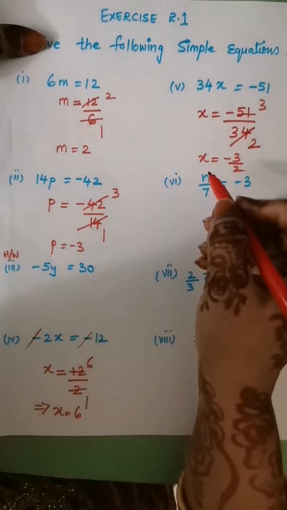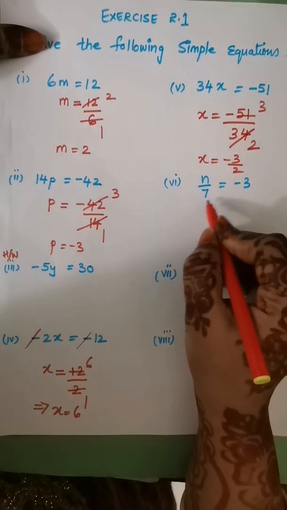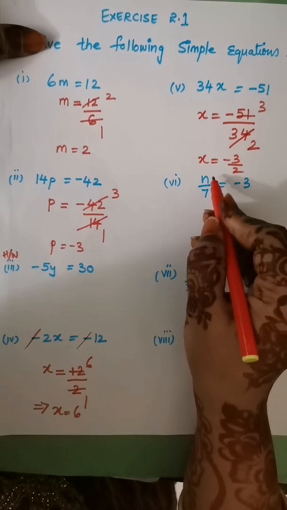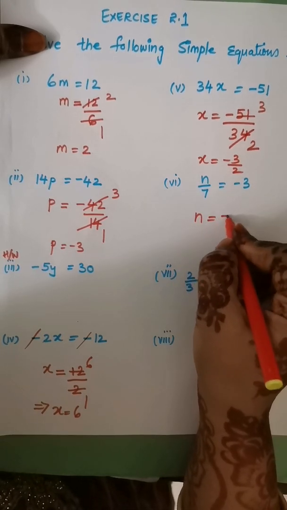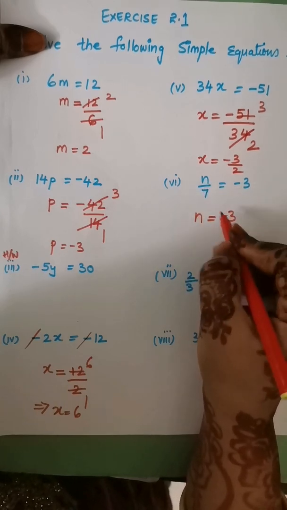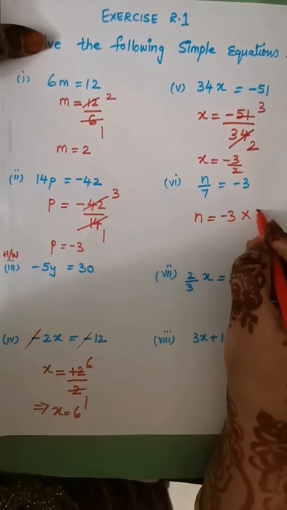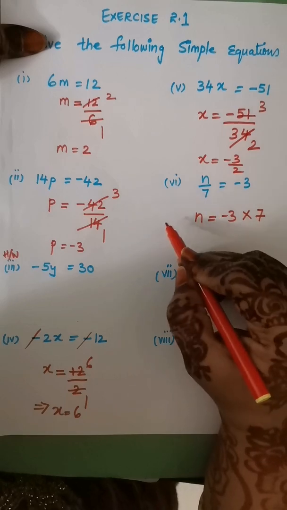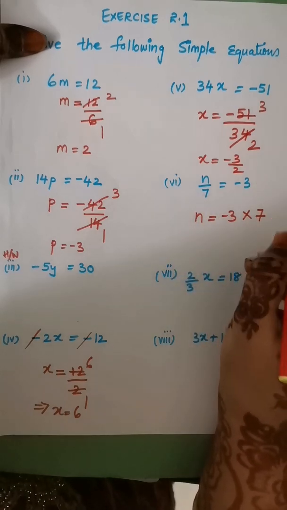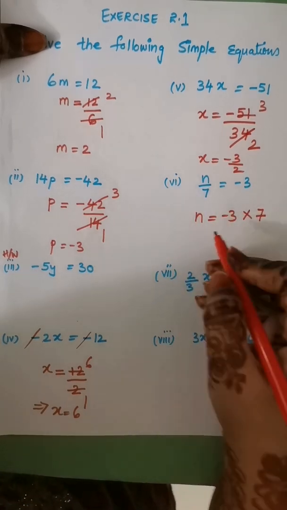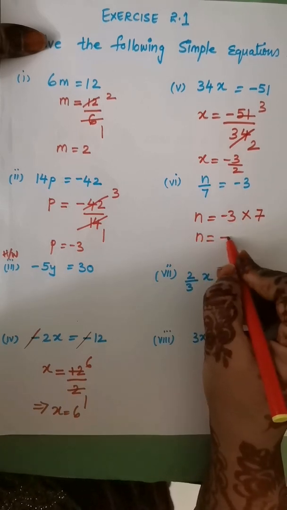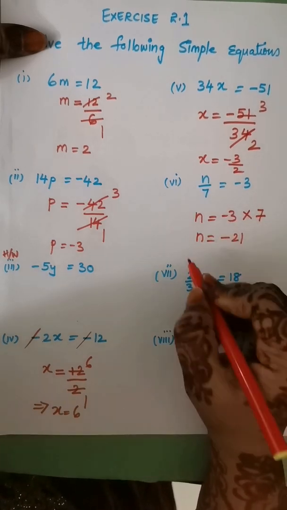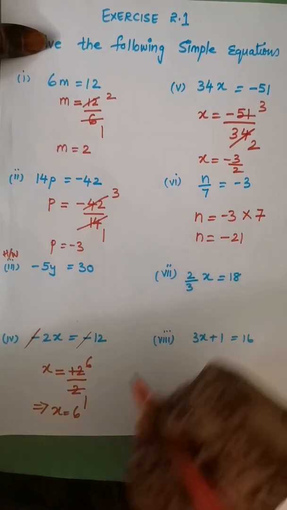Okay. Next, n by 7 is equal to minus 3 by 7. We have to make n alone. Now where will the 7 go? This is division. When it moves to the other side, it will become multiplication. Multiplication will change into division. Division will change into multiplication. Now n is equal to, first the signs, plus into minus, minus. 3 sevens are 21 is the answer.